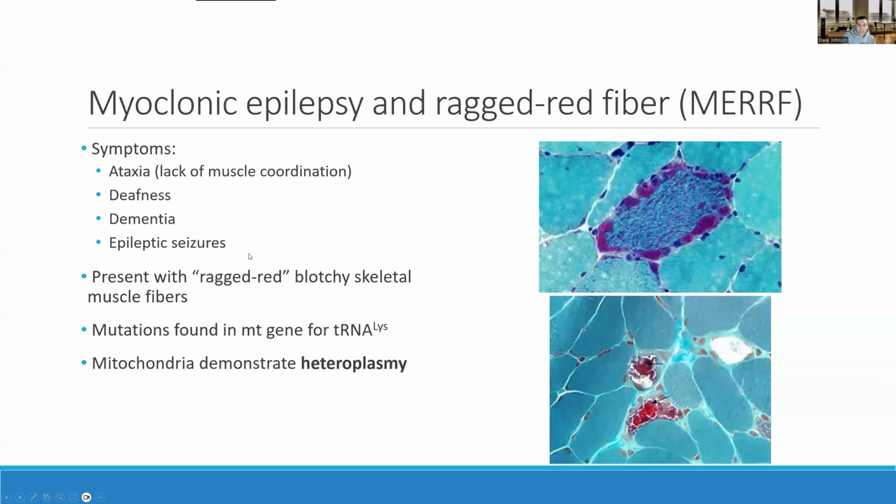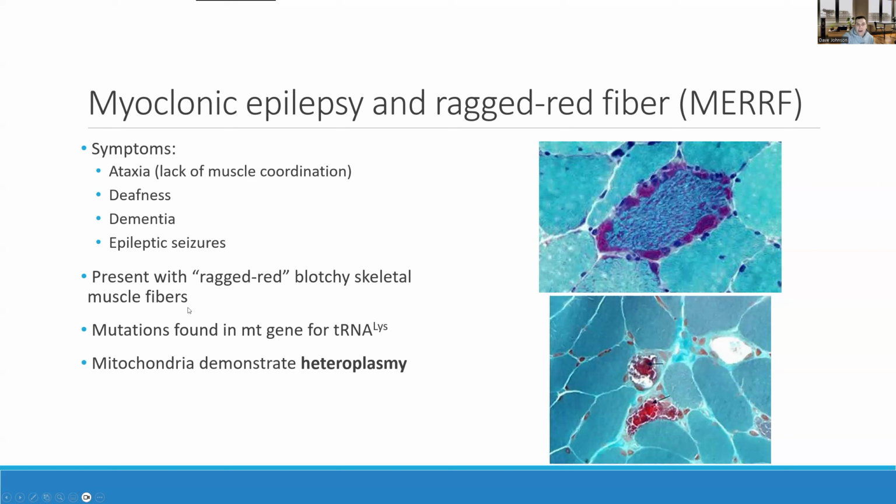The way this is clinically diagnosed is, a normal muscle cell will look like this. Here you get these blotchy skeletal muscle fibers. And the more of these ragged red blotchy skeletal muscle fibers you find, the more damage is being done to the particular muscle cells in these individuals. These have been almost exclusively tracked to the mitochondrial gene, which encodes the mitochondrial lysine tRNA.